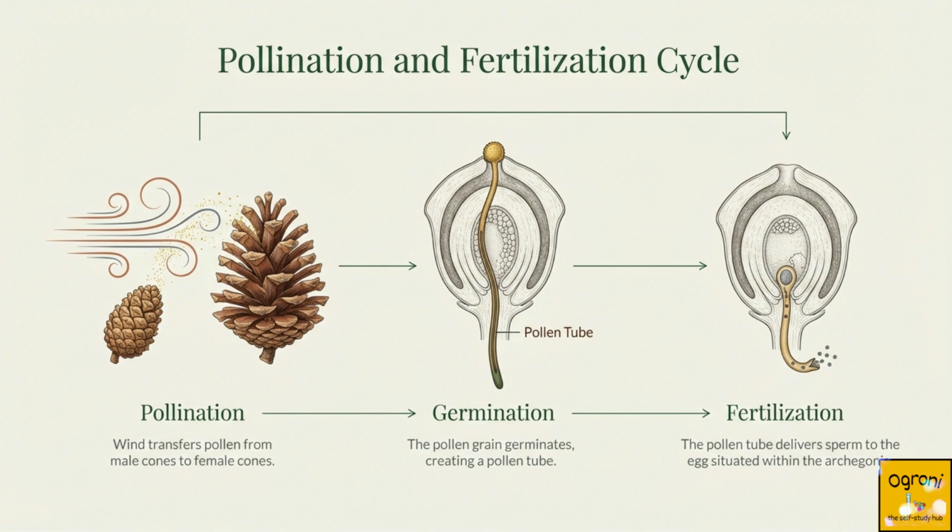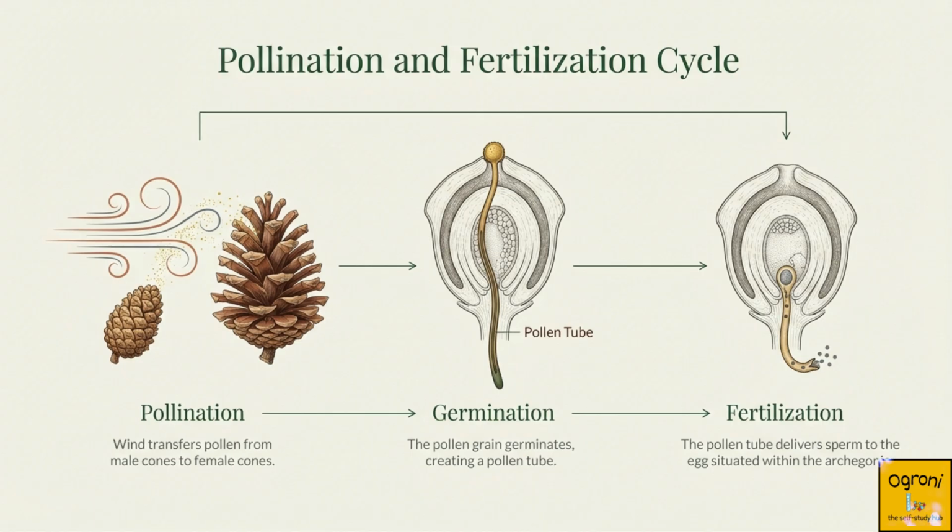Reproduction in gymnosperms. Reproduction in gymnosperms begins with pollination. Pollination is the process where pollen grains are transferred from the male reproductive part to the female reproductive part. In the case of gymnosperms, pollination takes place by wind. Next step is germination. Once the pollen grain lands on the ovule, it develops a tube-like structure called the pollen tube, which enters through the micropyle of the ovule.